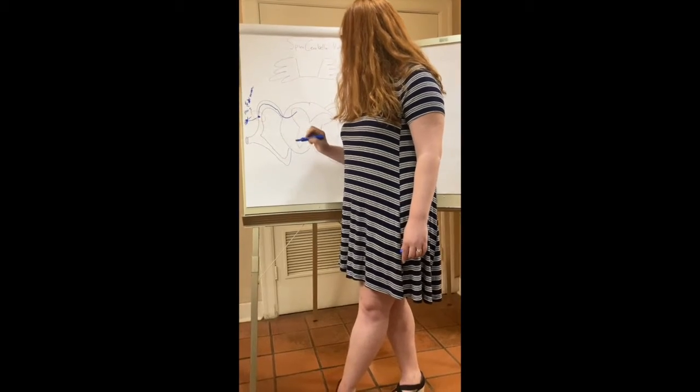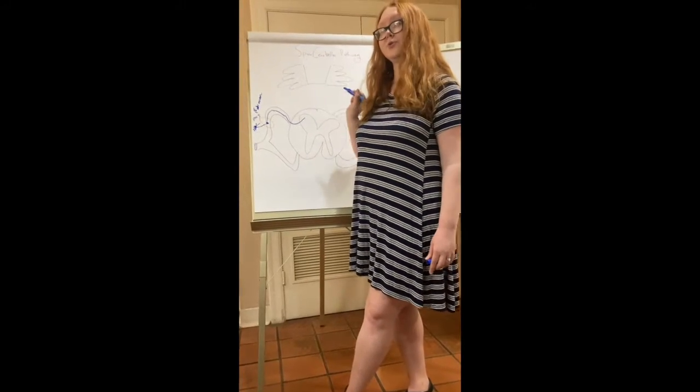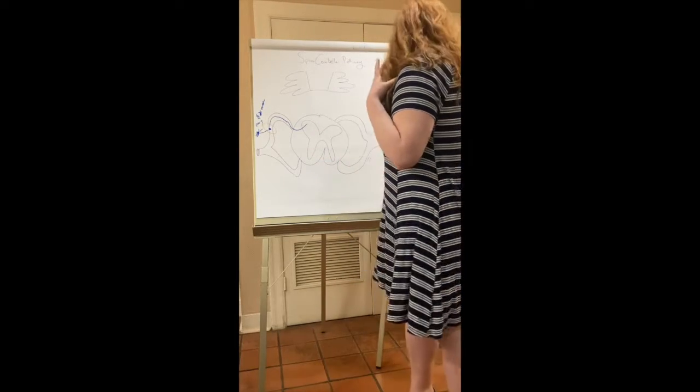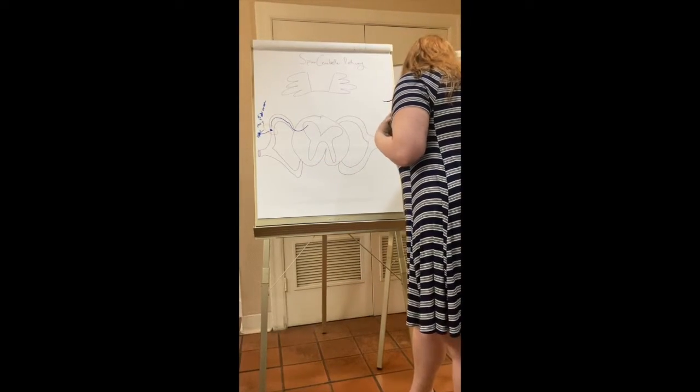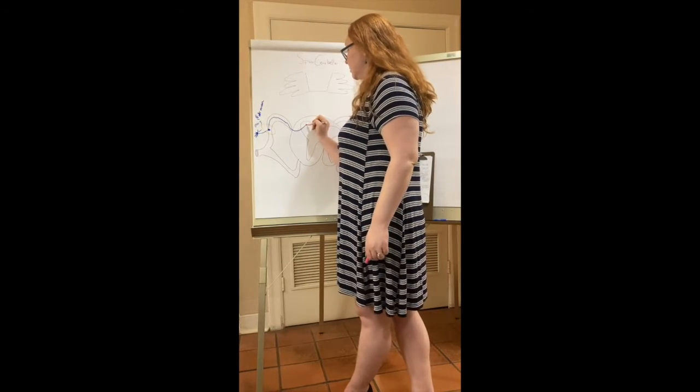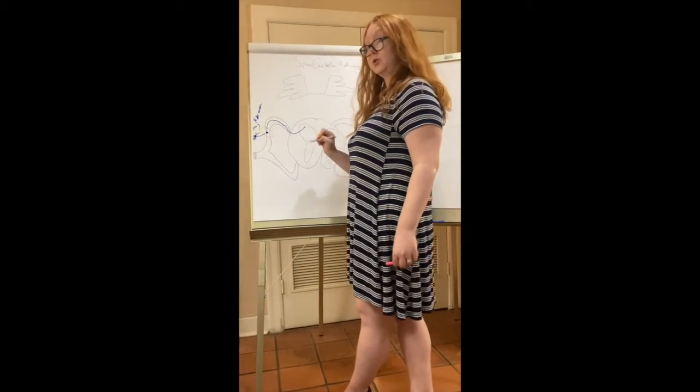all the way until we reach the dorsal horn here. Once we are in the dorsal horn, this is where we are going to find our second order neuron. So the second order neuron I'm going to represent in pink, and its cell body is in the dorsal horn.